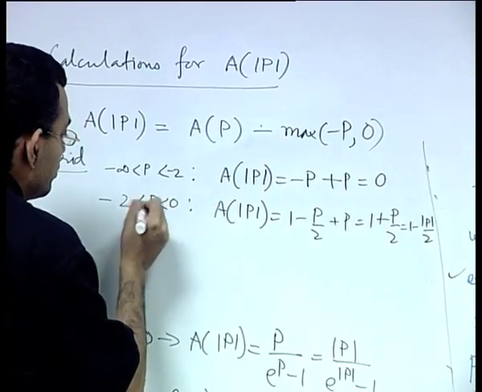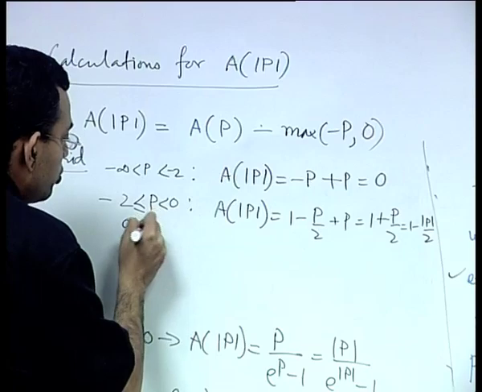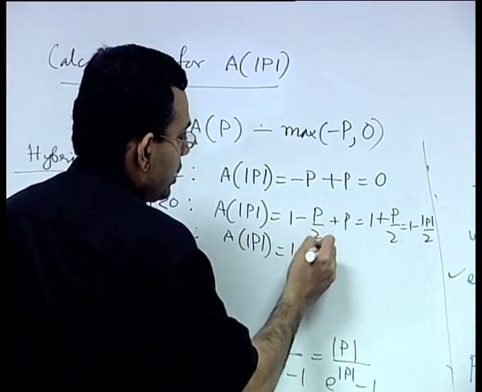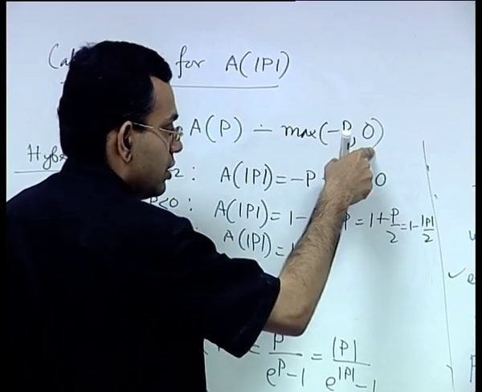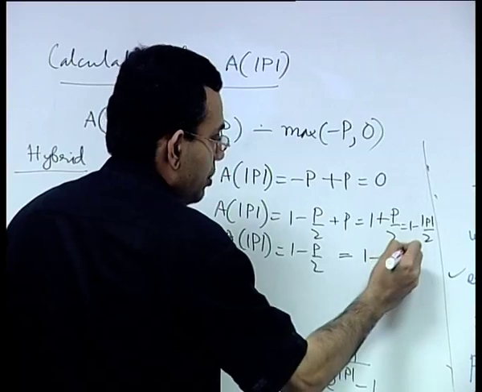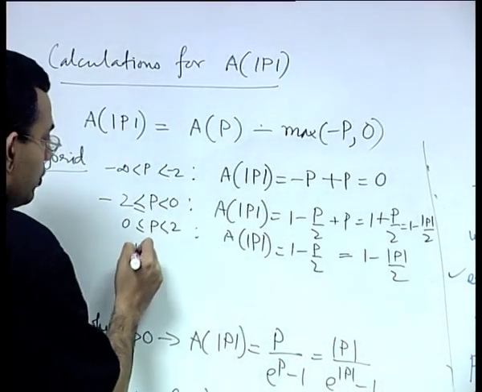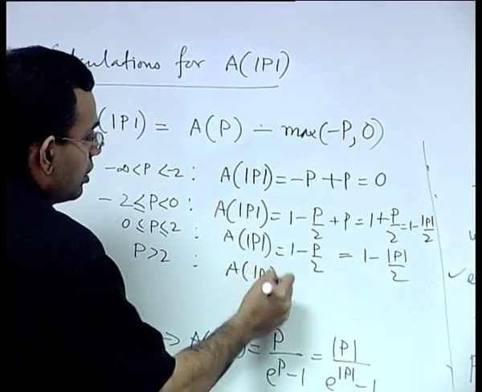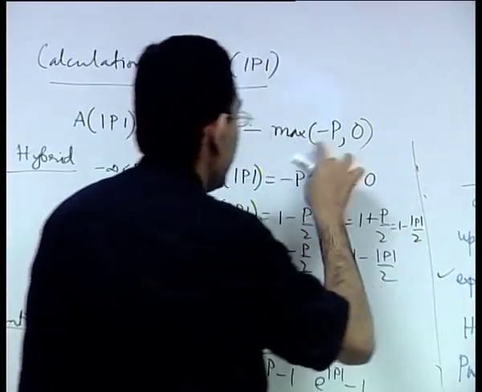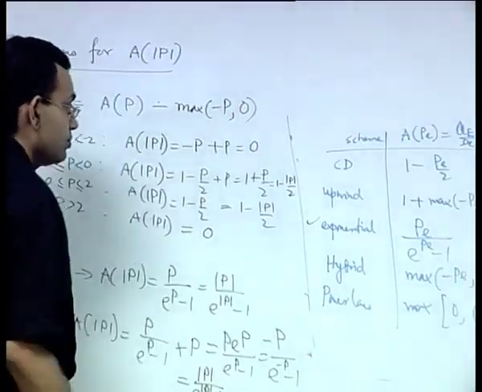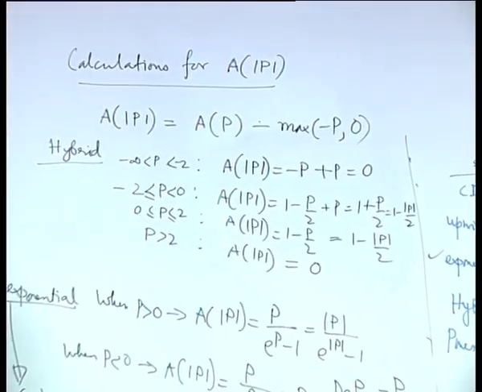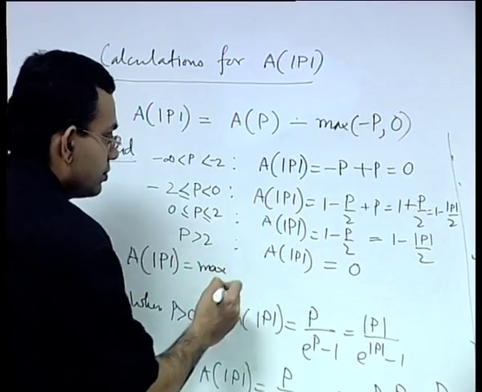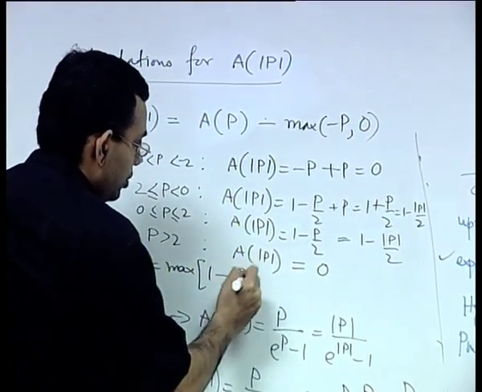Between 0 to 2, A of mod p is equal to 1 minus p by 2 plus 0. So, 1 minus mod p by 2, and for p greater than 2, A of mod p, this is 0 and this max also returns 0. So, this is equal to 0. So, you can combine all these and write A of mod p is equal to max of 1 minus mod p by 2 and 0.